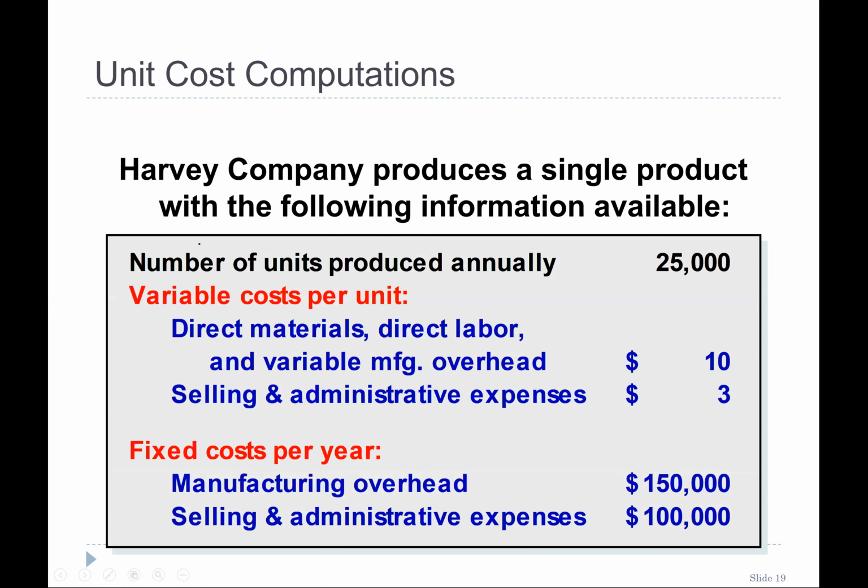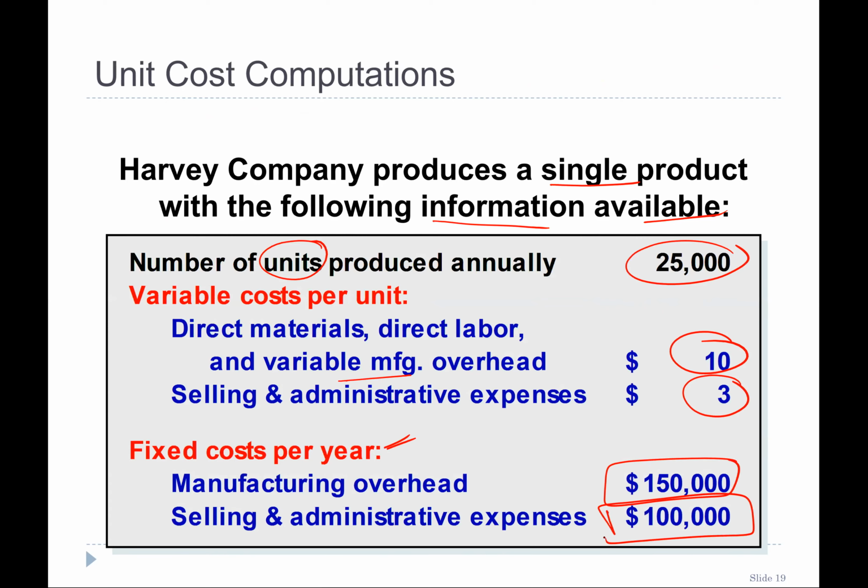Now, this is also Harvey company, which produces a single product with the following information available. They are producing annually 25,000 units, not the dollars, units. So their variable costing per unit are like this. Their direct material, direct labor, and variable manufacturing overhead 10. Variable selling and administrative cost 3. Fixed cost data is like that. Manufacturing overhead fixed 150,000. Fixed selling and admin 100,000.